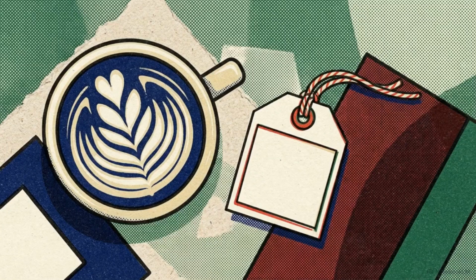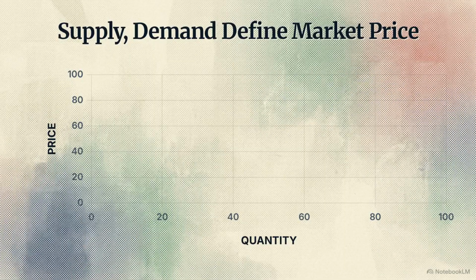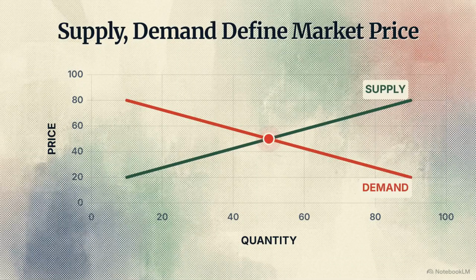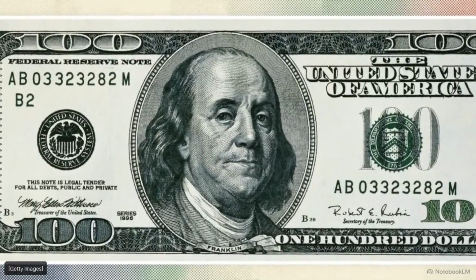You know the price of a cup of coffee. You can probably guess the price of a gallon of gas or a decent used car. We understand how supply and demand put price tags on physical goods. But what is the price of a $100 bill?